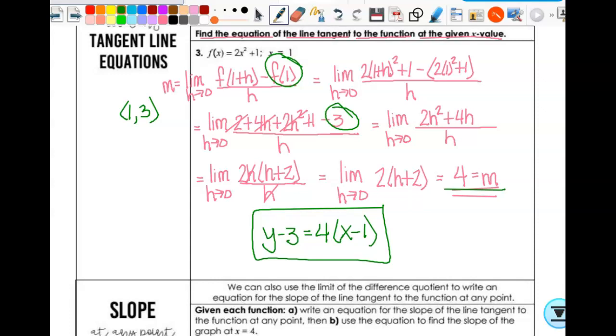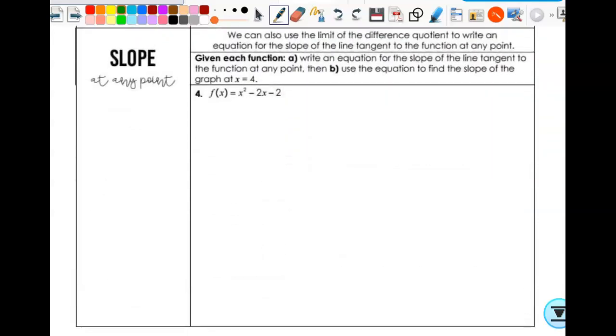Okay, so we have found the slope given a point. We've found the slope given just an x value, which is pretty much the same process. Once we found the slope, we were able to find the equation of a line. So now we're going to find an equation for the slope. We can also use the limit of the difference quotient to write an equation for the slope, not an equation for the line, an equation for the slope. It says write an equation for the slope of the line tangent to the function at any point, then use the equation to find the slope at x equals 4.